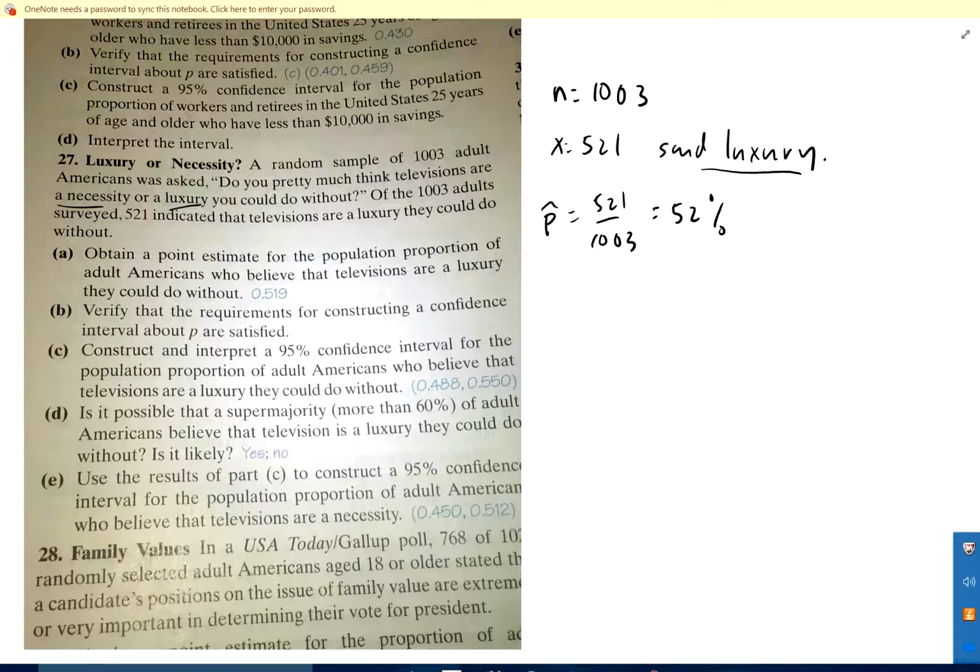Imagine living without a cell phone. Crazy, huh? Okay, so there's my point estimate.